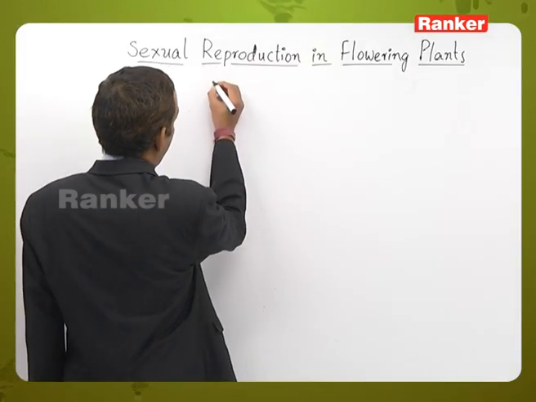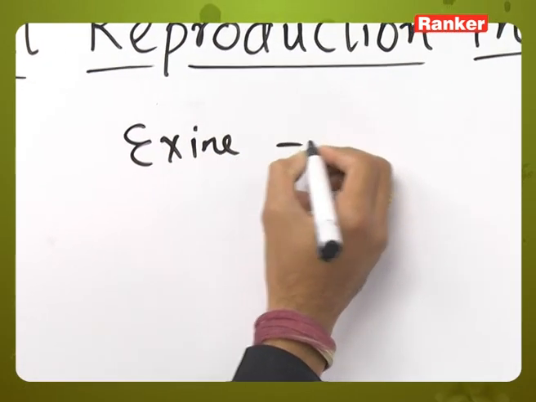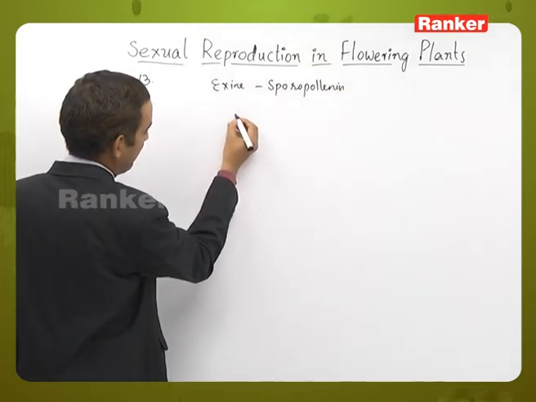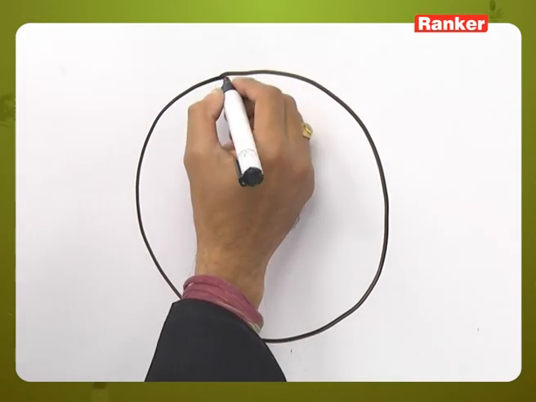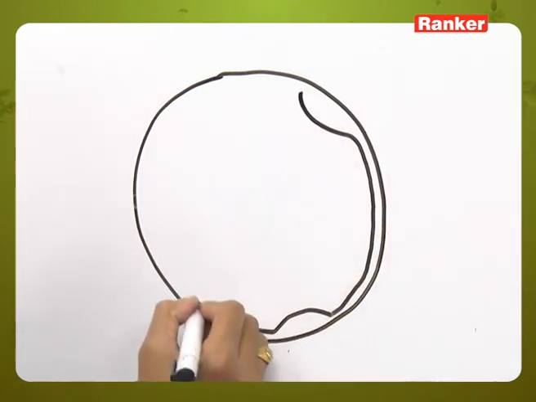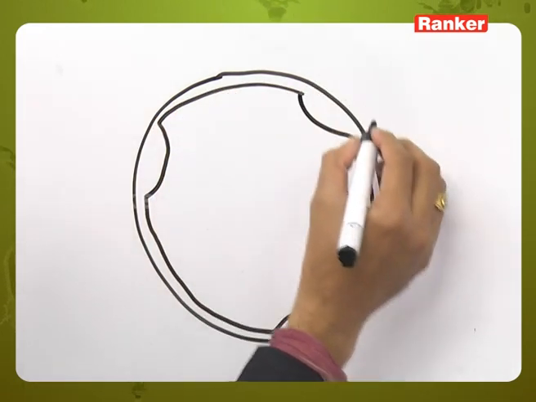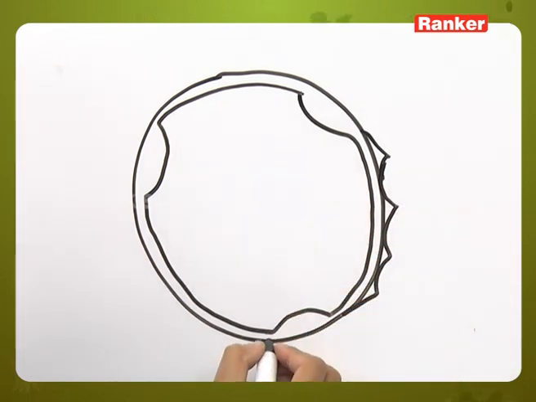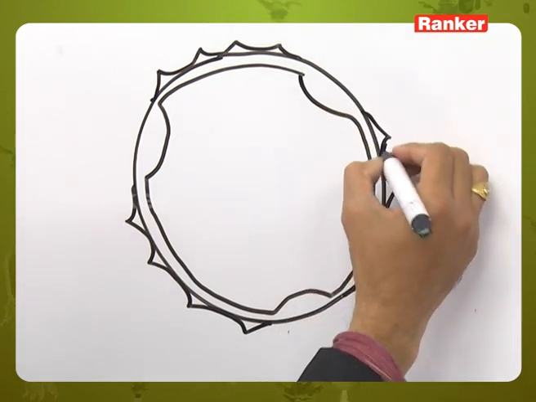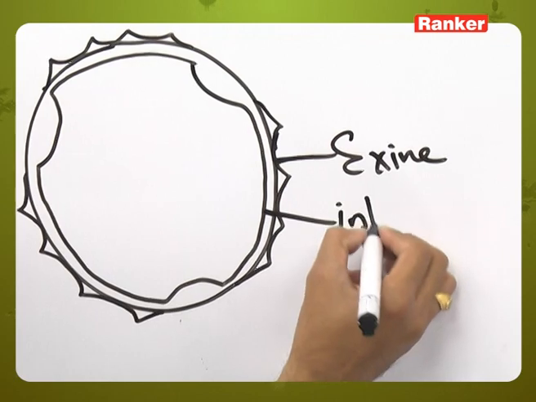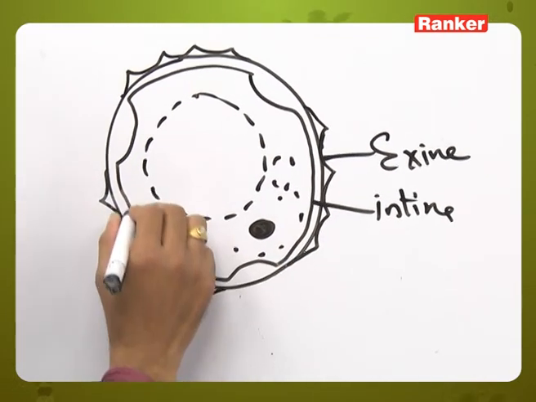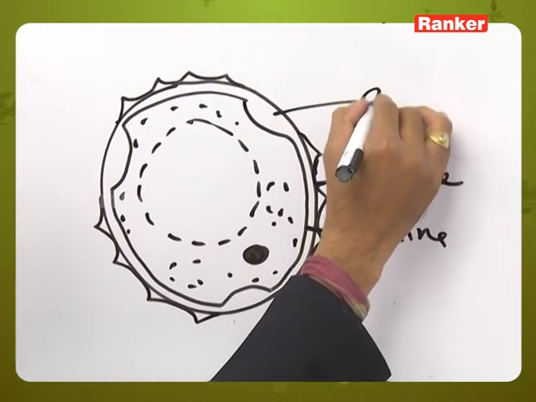So here, this is about the exine wall. The exine wall of the pollen grain is made up of a chemical called sporopollenin. If you observe the structure of this pollen grain, it contains a thick wall on the outer side, because of excess deposition of the chemical called sporopollenin. So this is the exine wall and this is the intine wall, inside which a large vacuole is present and the nucleus is pushed towards one side, and this is the cytoplasmic content. And here this structure is called the germ pore.